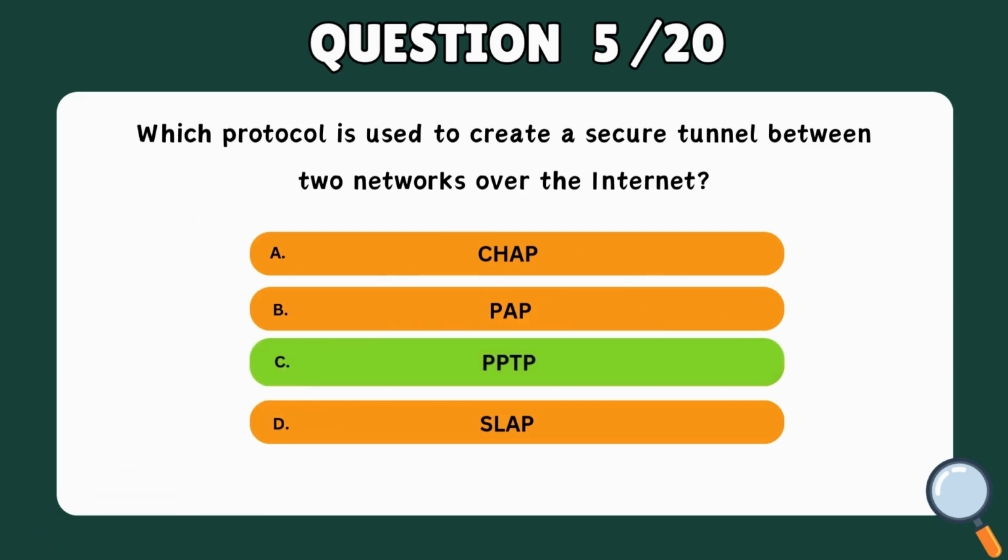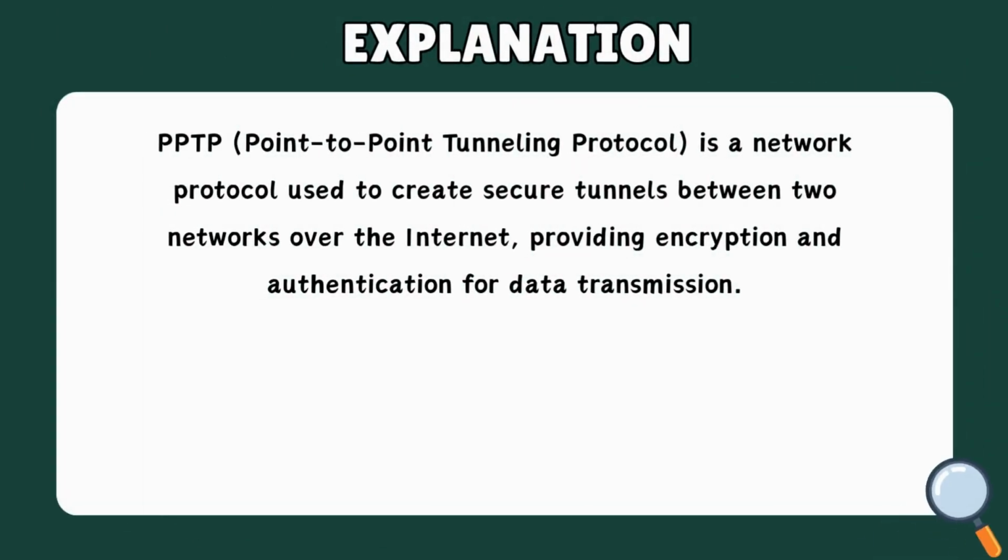Correct answer: C. PPTP. PPTP, Point-to-Point Tunneling Protocol, is a network protocol used to create secure tunnels between 2 networks over the Internet, providing encryption and authentication for data transmission.